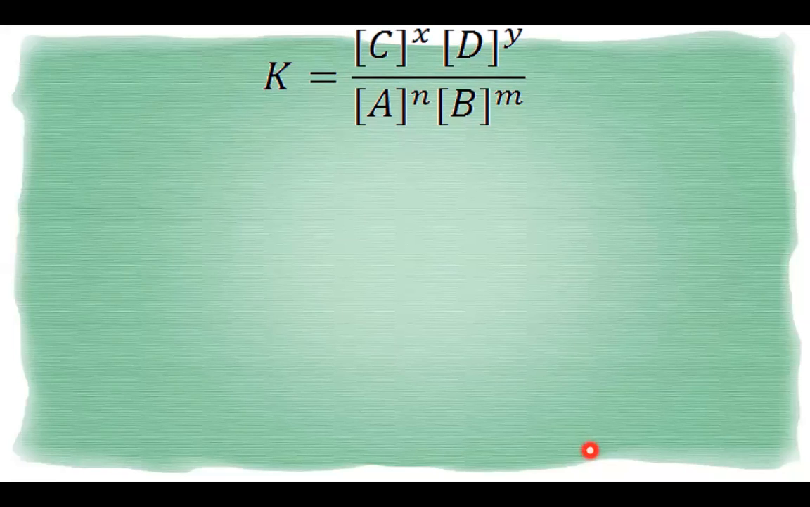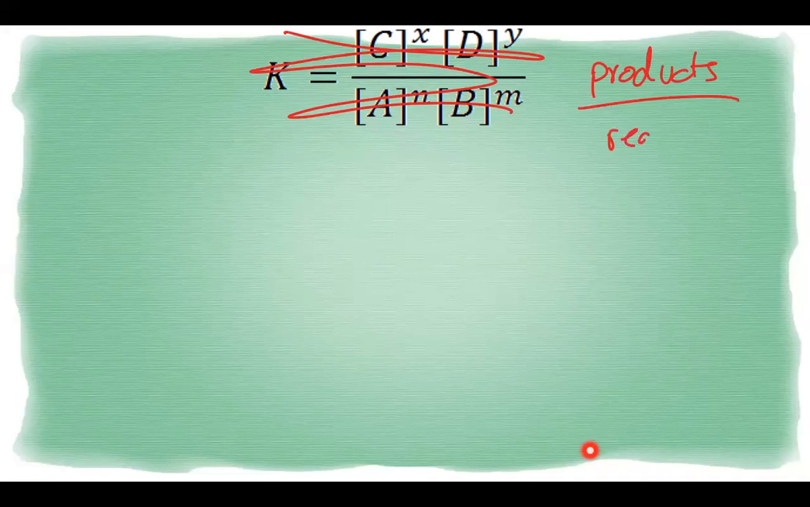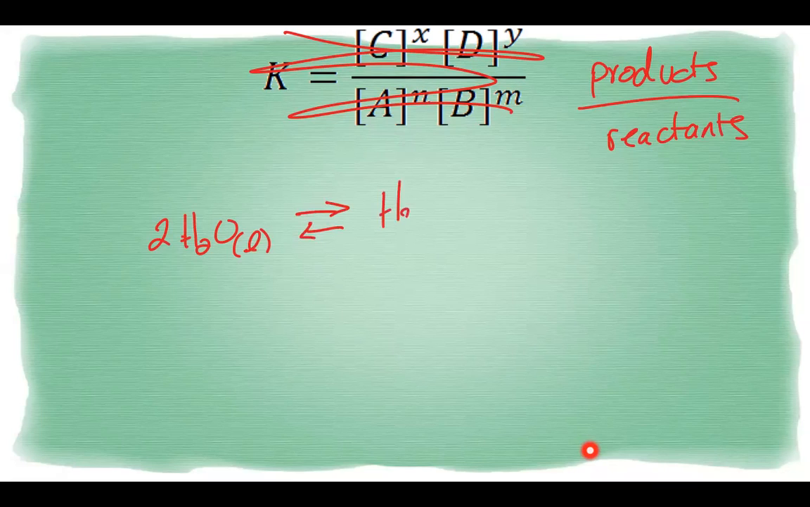Okay, so let me pause for a second, just to show you what I mean. It's products over reactants. So for the ionization of water, you have 2 moles of liquid water, which, no brackets yet, form hydronium, which is aqueous, and hydroxide, which is aqueous.